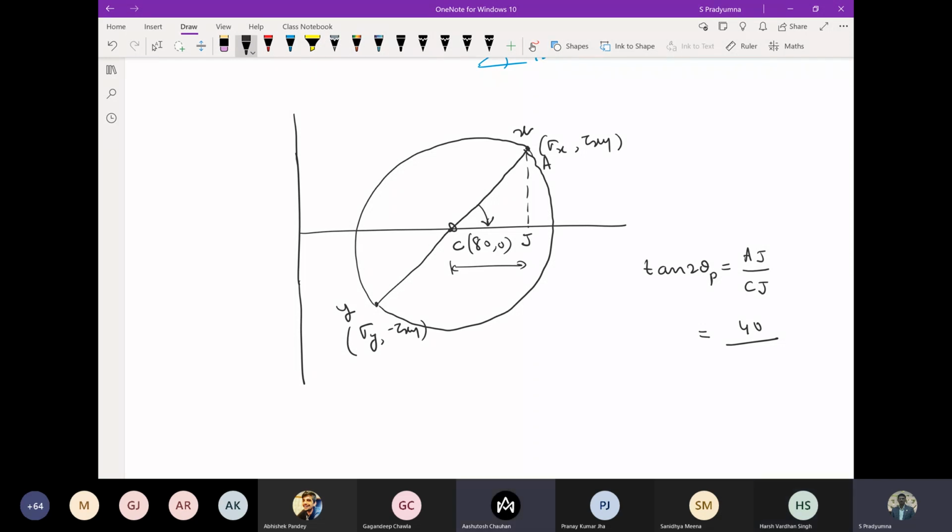But what is this value? 30. Okay. So I know this is the angle. Therefore, I can say that 2 theta p is equal to 53.13 degree.